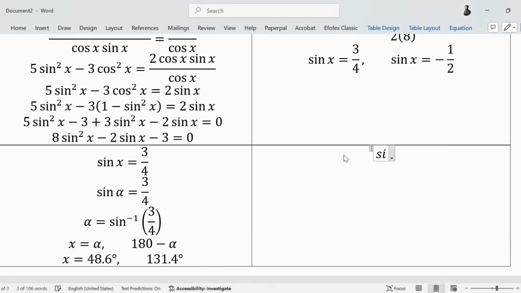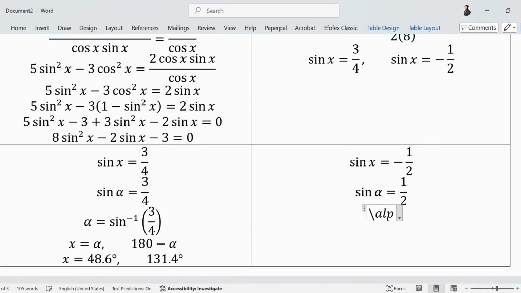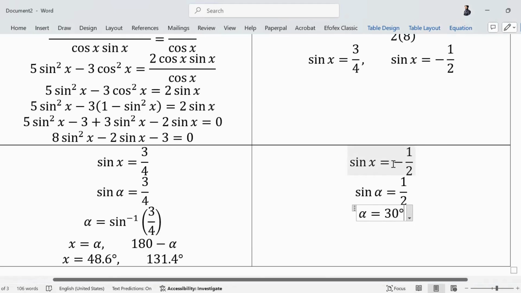Now for this one, this is the tricky part. What do we do in these kinds of situations? Sine alpha is half. Negative sign only tells us the quadrants where the alpha will exist. So the value of alpha is 30, right? Where will this alpha exist? Because sine is negative, third and fourth.